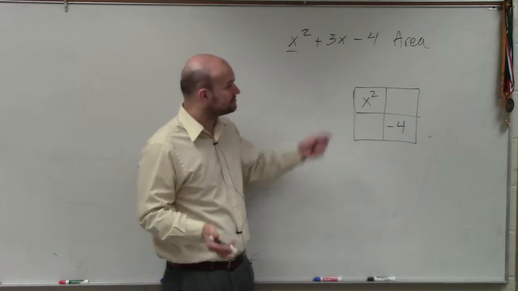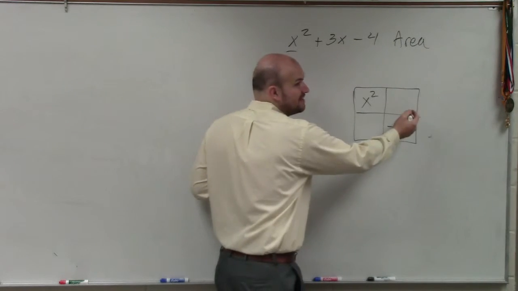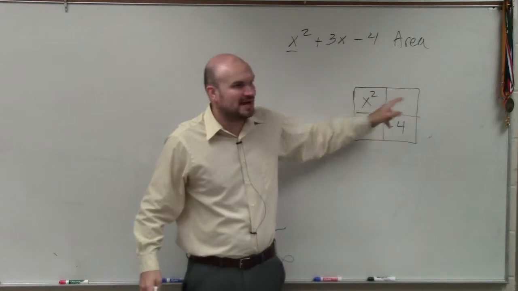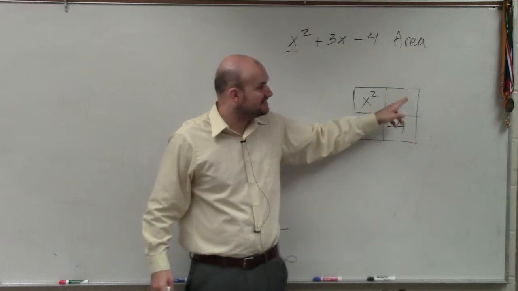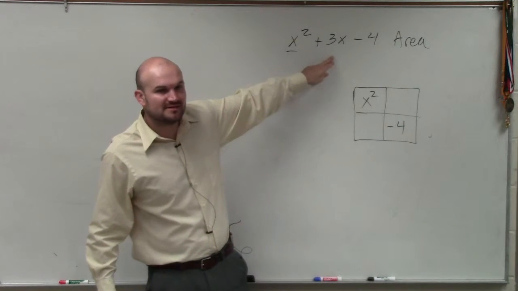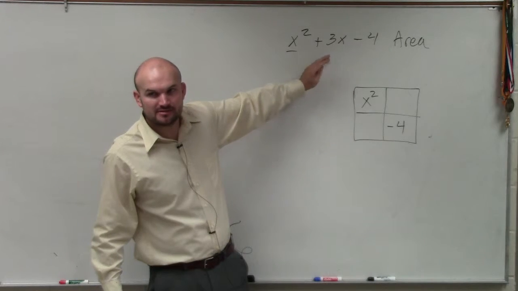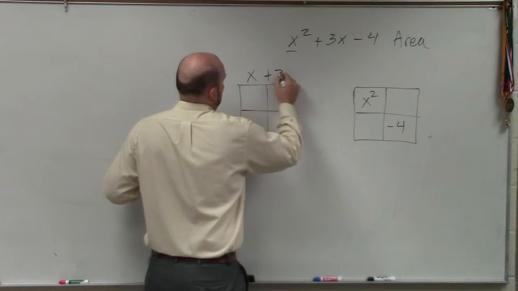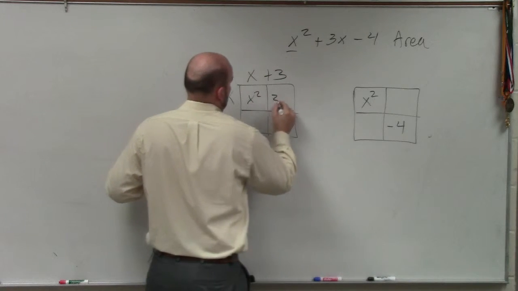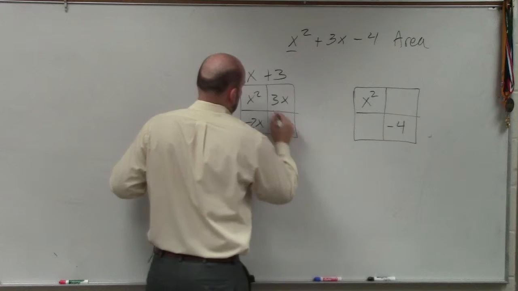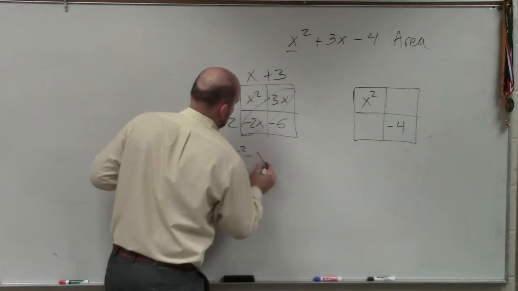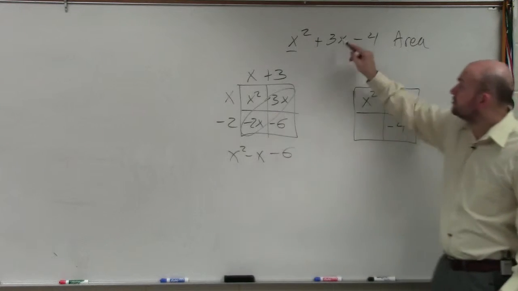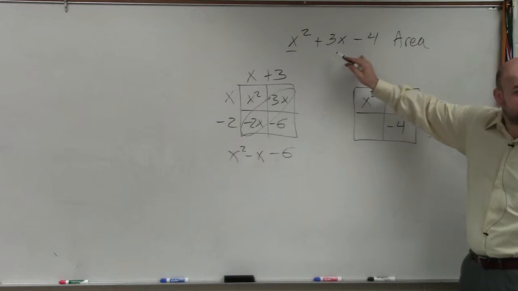However, there's a problem. Remember these middle two terms? They combine to give us that middle term. So we can't put 3x into both of those boxes. We've got to find two terms that add up to give us that 3x. Do you guys remember that? Let me go back to this. Our middle terms added to give us this. So we've got to figure out what two terms are going to add to give us a positive 3x.